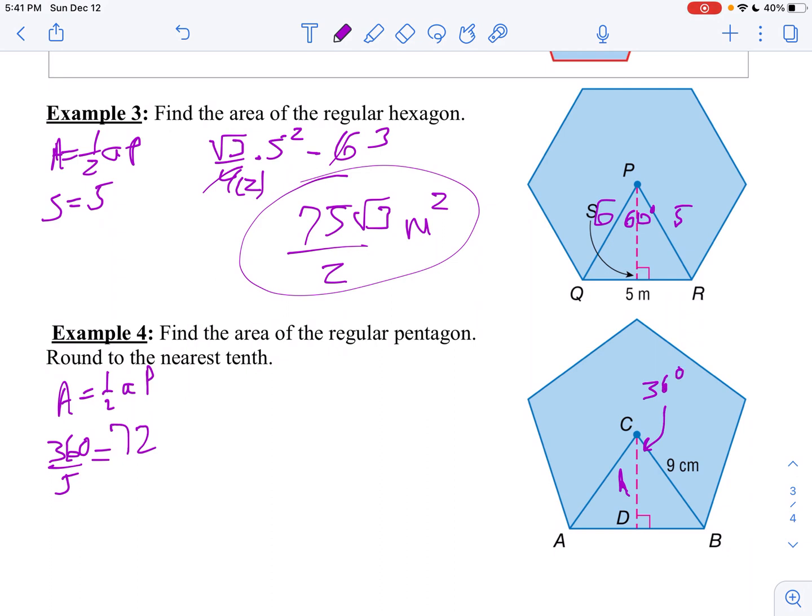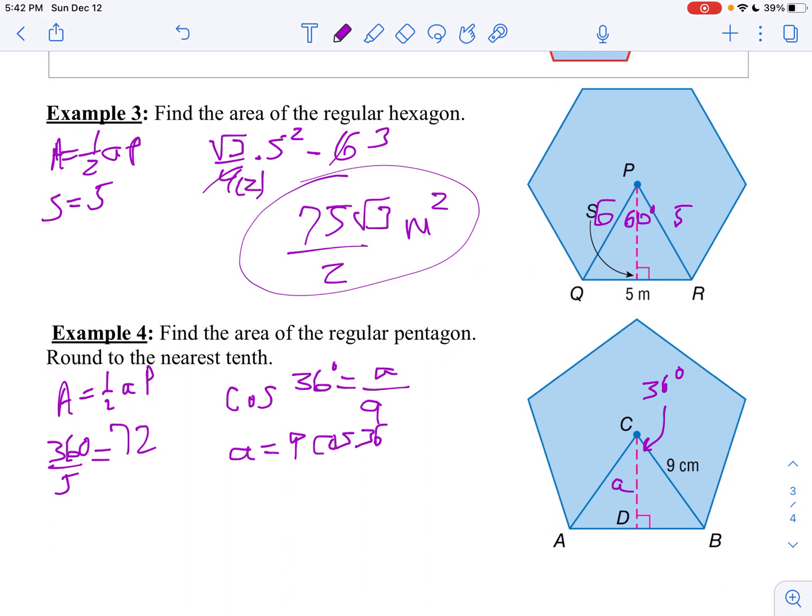And I know my hypotenuse is 9. So then I can find my height, which I'll call A. I don't know why I put H there. Let's call that A for apothem. Well, that's adjacent and hypotenuse. So I'm going to say, oh, the cosine of 36 degrees equals the adjacent A over the hypotenuse, which is 9. In other words, the exact answer for A is 9 times the cosine of 36.